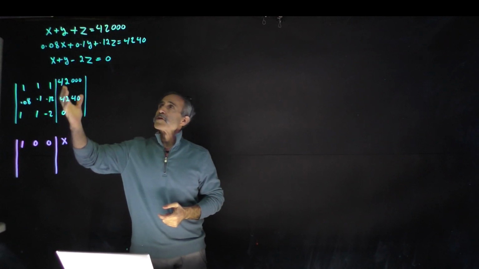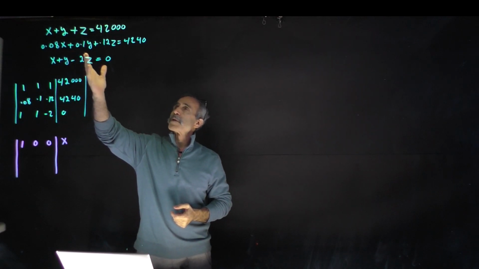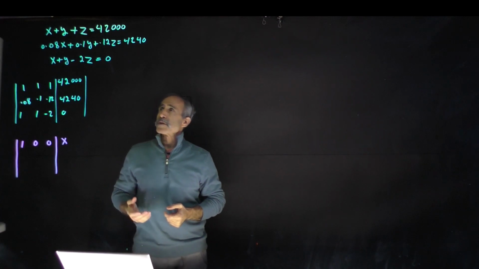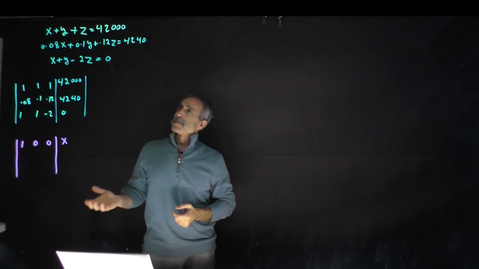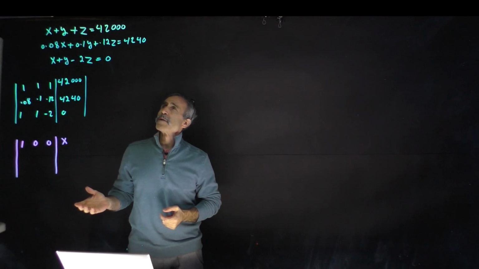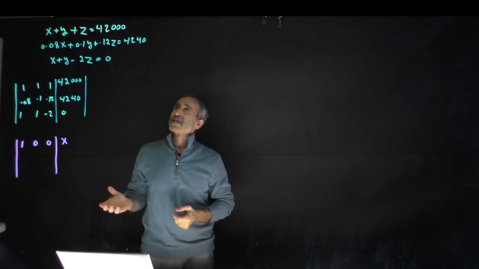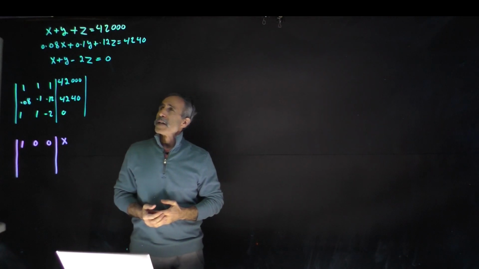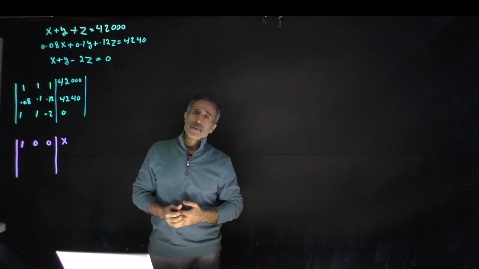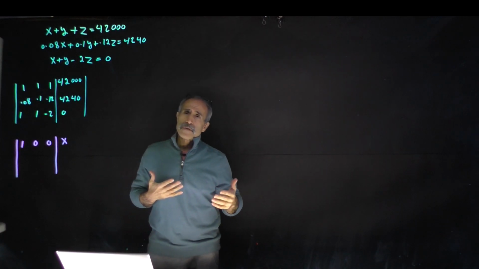So we got three equations here. x plus y plus z is equal to 42,000, and 0.08x plus 0.1y plus 0.12z is equal to 4240, and x plus y minus 2z is equal to 0. We got three equations, we have three unknowns.